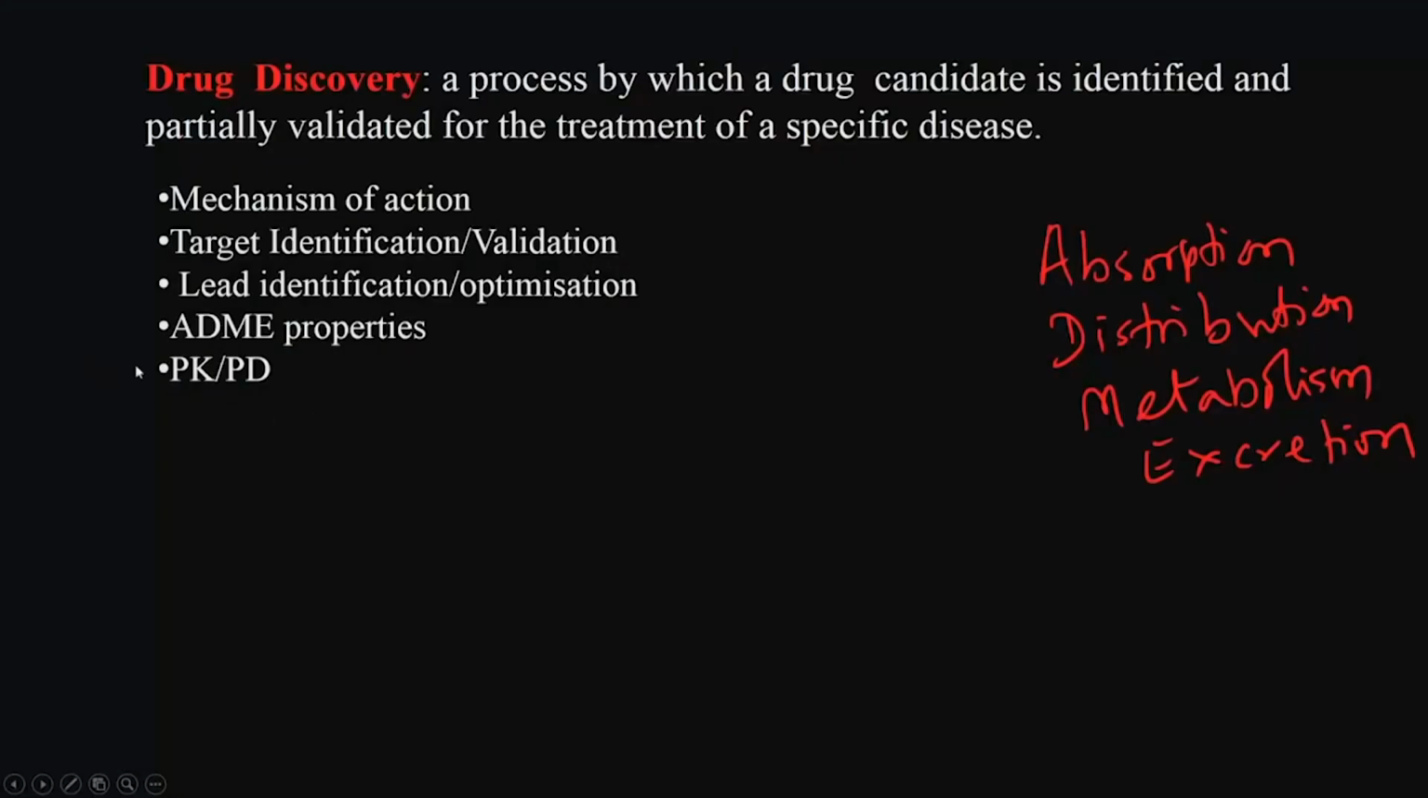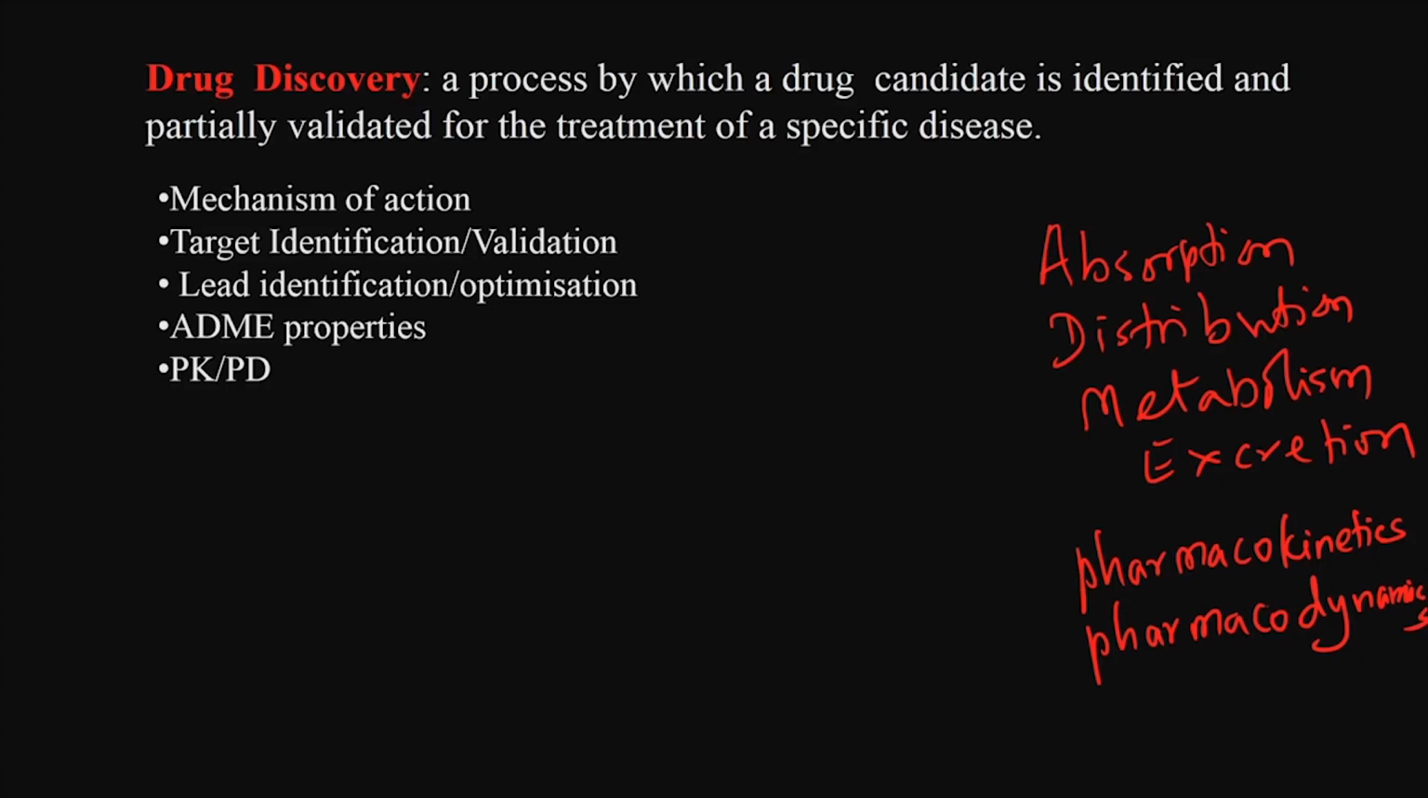Then it should have good PK and PD. What is this PK and PD? PK is nothing but pharmacokinetics and PD is nothing but pharmacodynamics. That means how the drug is excreted as a function of time, how the drug is absorbed as a function of time into the plasma, that is all given by pharmacokinetics, and how the drug which is inside the body acts on the disease, that is called pharmacodynamics.